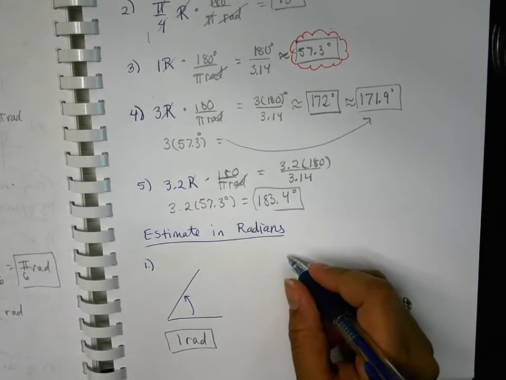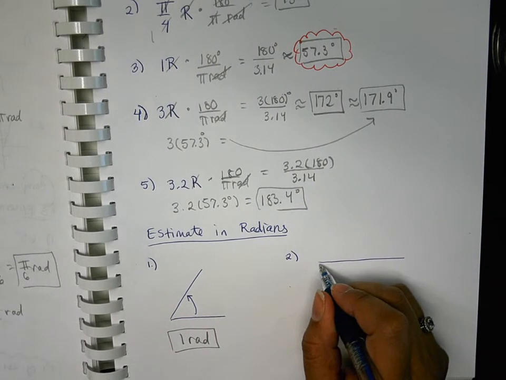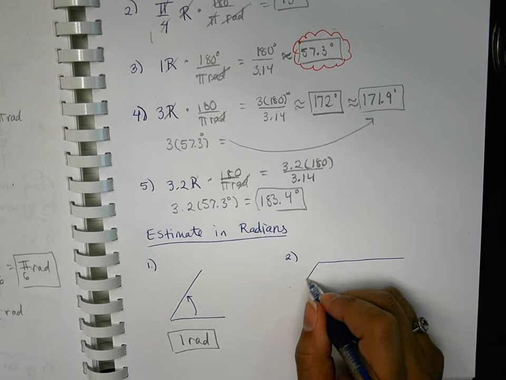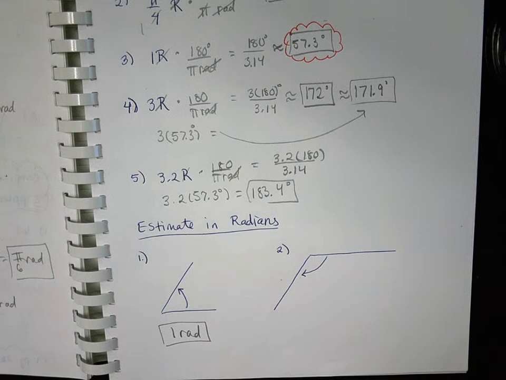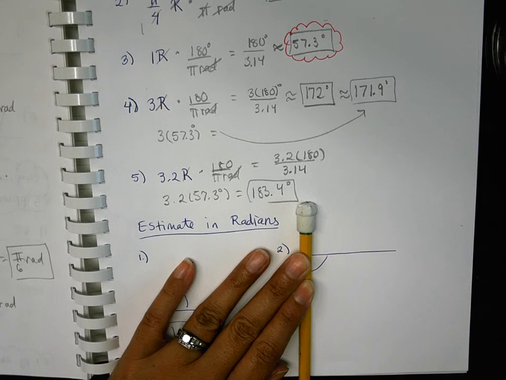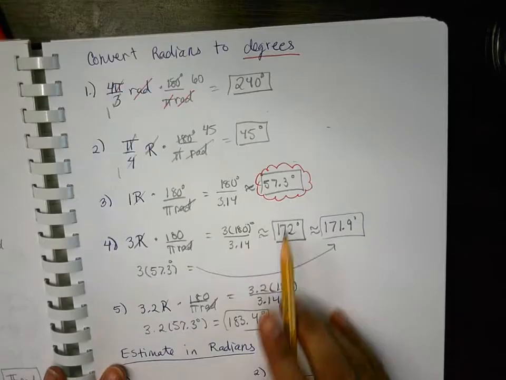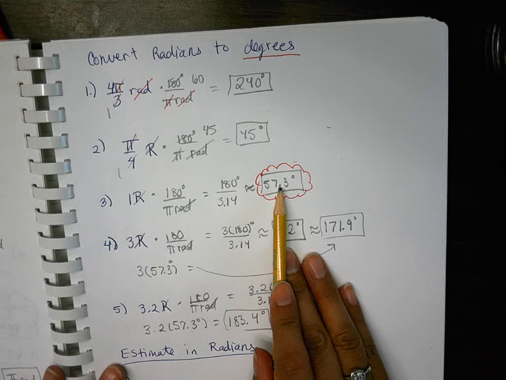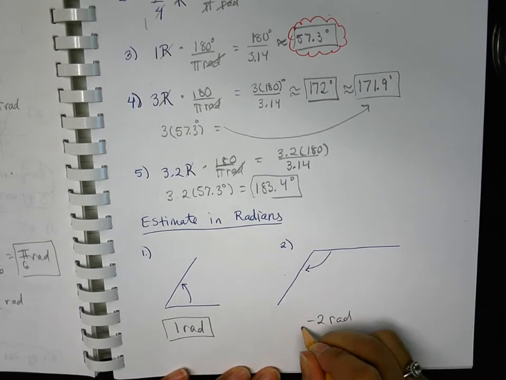All right, number 2. All right, positive or negative? All right, do you agree if I put a line right down here, that would be approximately negative 90? Yes, and that's going further out than negative 90, yes? So would that be closer to negative 1 radian or negative 2 radians? Negative 2 radians. All right, do I need to explain that again?